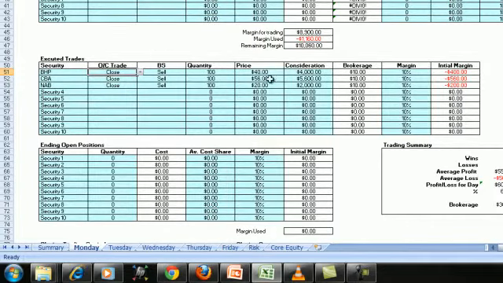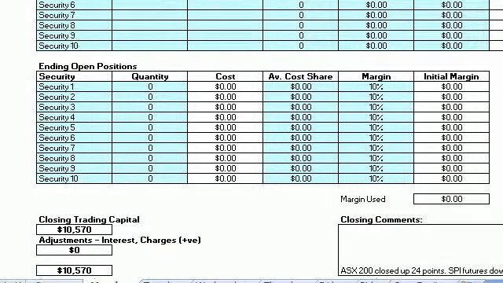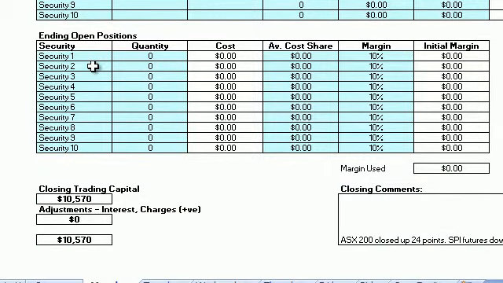Quantities that we were selling, the price we were selling them at, the net consideration, brokerage for each. It'll just work out for us, therefore, what our profitability for those trades were. In this case, we made 500 on BHP, we made 600 on CBA, but we lost 500 on NAB. At the end of the day, we can then also add the open positions we've got.